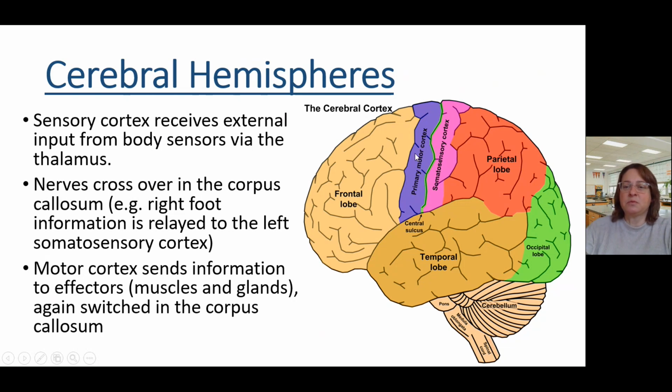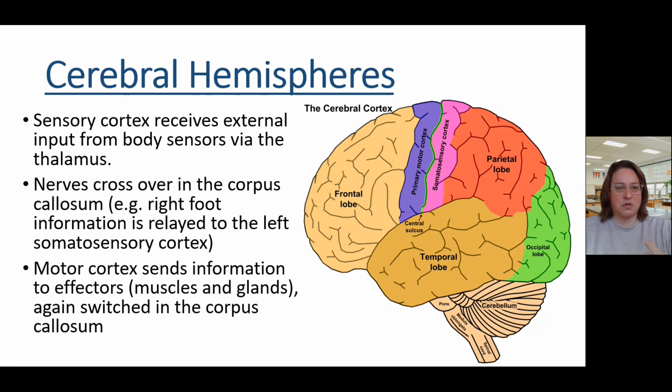Those two will keep us busy when we're looking at the homunculi. We'll get to that a bit later on. So the sensory cortex receives the external information. So that's all your sensory neurons from your body coming in.